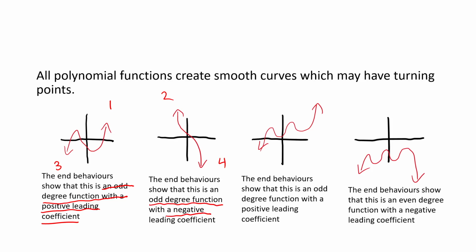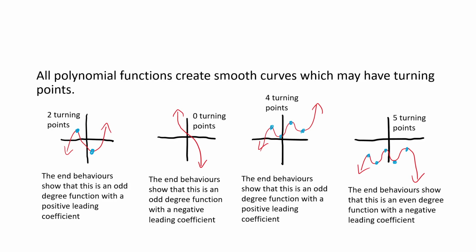In the third example, we have end behaviors in quadrant 3 and in quadrant 1, much like we did in the first example. And so again, it's a different function, but just like in the first example, it will be an odd degree function with a positive leading coefficient. And in the fourth example shown, our end behaviors are in quadrant 3 and in quadrant 4. So we know we've got an even degree function with a negative leading coefficient.